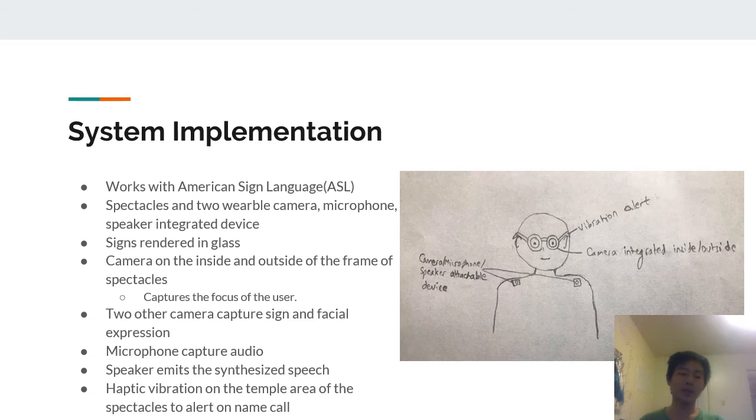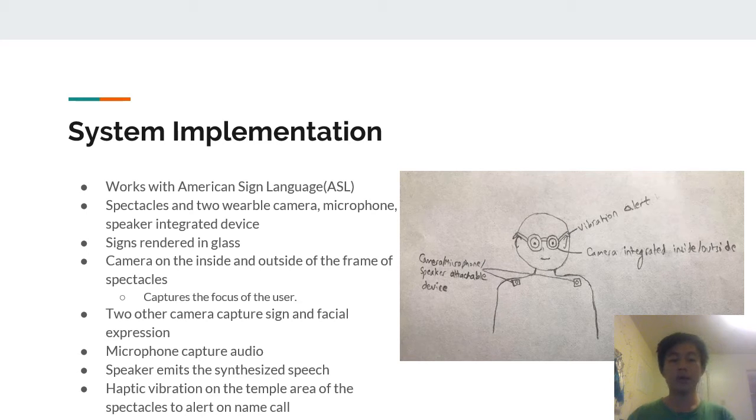So this is my system design. This will work with American Sign Language for now. There are spectacles and two wearable cameras as you can see in the picture. The signs will be rendered on the spectacle glass, and the cameras are both on the inside and outside of the frame, like over here, inside and outside. And two other cameras capture the facial expression like over here, so that I get the full view of the facial area of the user.